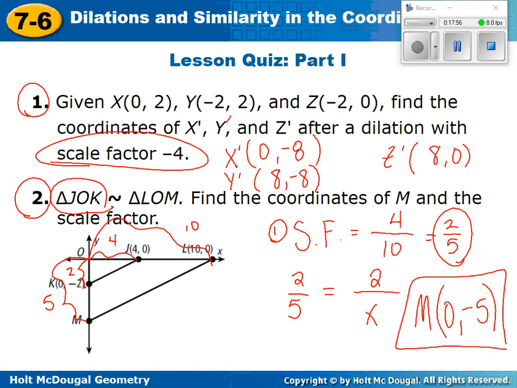Any questions on the lesson for today? That is it. Just dilations, making sure you can find coordinates of points. We hadn't done anything like that before. Okay.